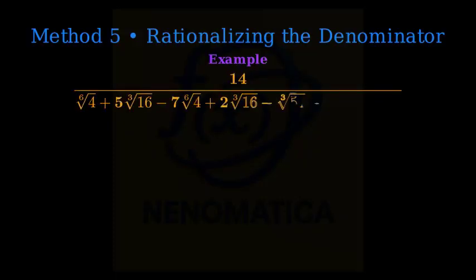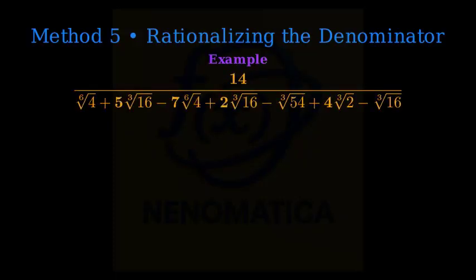Welcome! In this lesson, we will rationalize a tricky denominator built from mixed radicals. Example: we will simplify the fraction shown in orange. Our goal is to reduce the denominator to a single simple value, then rationalize it so no radicals remain in the denominator. Here is the problem.